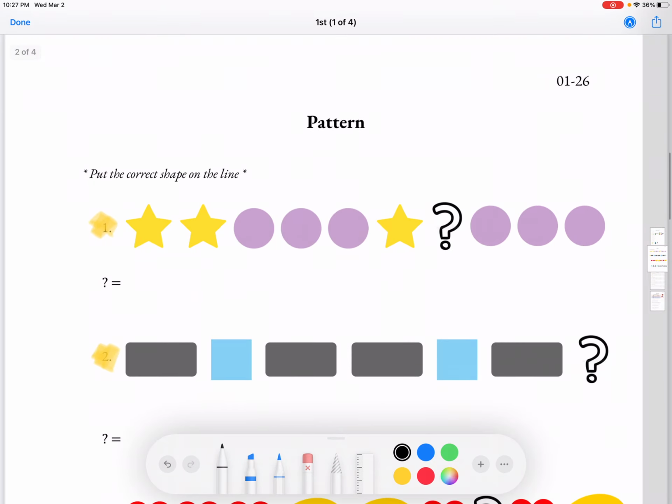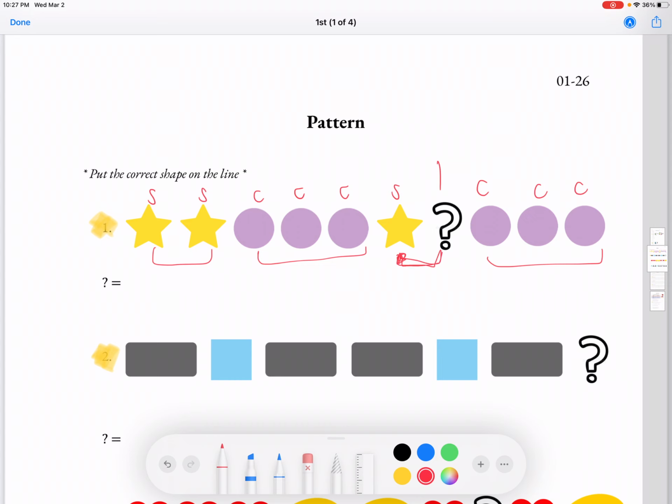Pattern. Put the correct shape on the line. So for number 1 we have a star, star, circle, circle, circle, star, blank, star, circle, circle, circle. So we see that there's 3 circles here, and there's 3 circles here, and there's 2 stars here, but there's only 1 star here, which means that there should be another star right here.